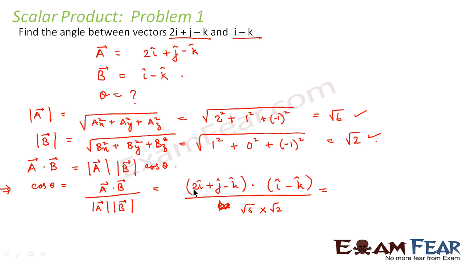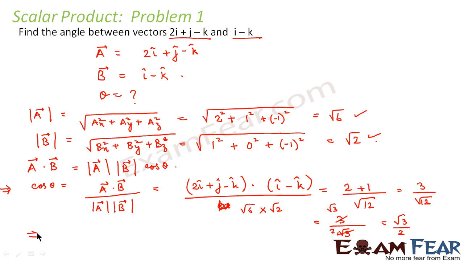So what will be this? This will become 2 i cap dot i cap, that means 2 will exist, plus here j we have 1 but there is no j here, so that will be 0. For k we have minus 1, for k we have minus 1. So this will be plus 1, minus 1 into minus 1 plus 1. So 2 plus 1 divided by root over 12. So this will be equal to 3 divided by root over 12. So 3 divided by 2 root 3. This is root 3. So this will be equal to root 3 by 2.